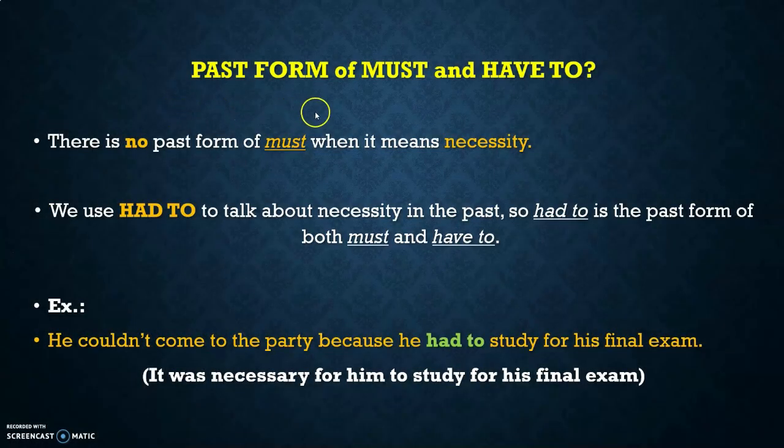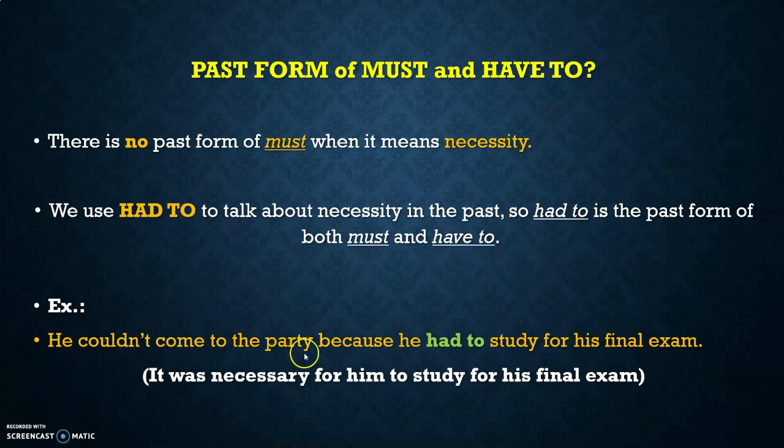When it comes to the past form of must and have to, there is no past form of must. We use had to with all the subjects, that is, I, you, we, they, he, she, or it, to express obligation and necessity in the past. So had to is the past form of both must and have to.